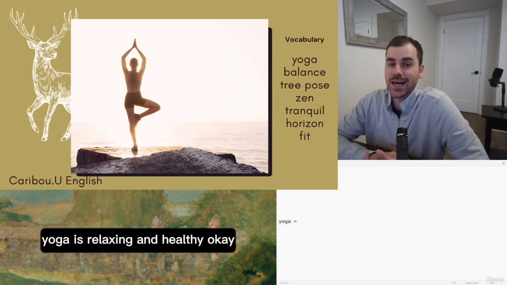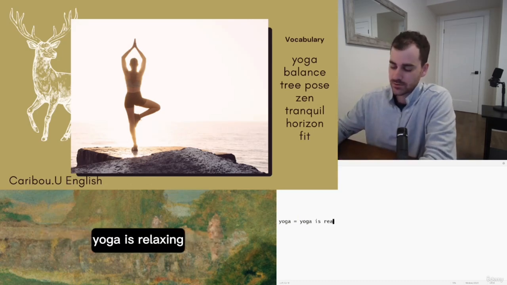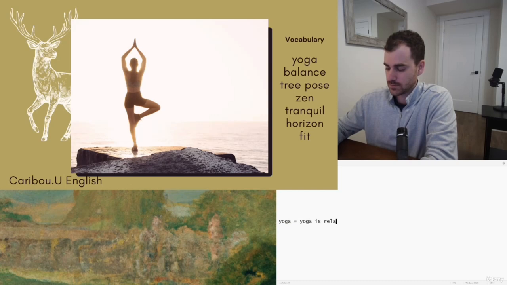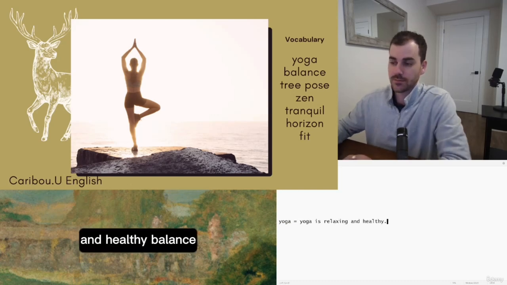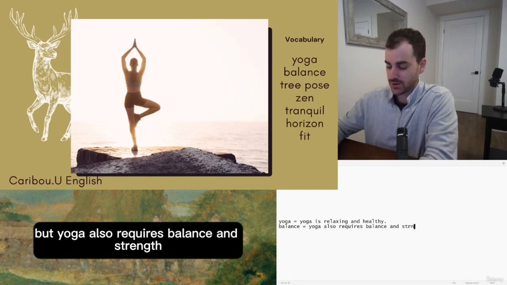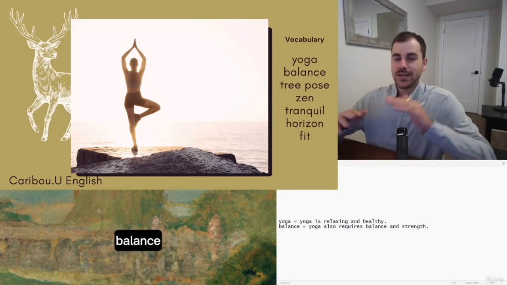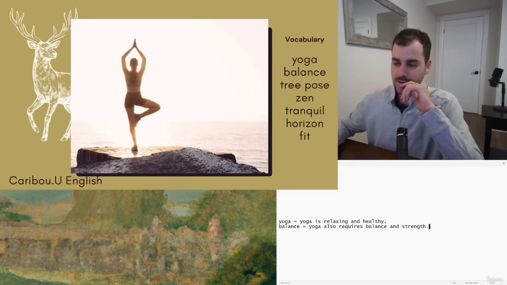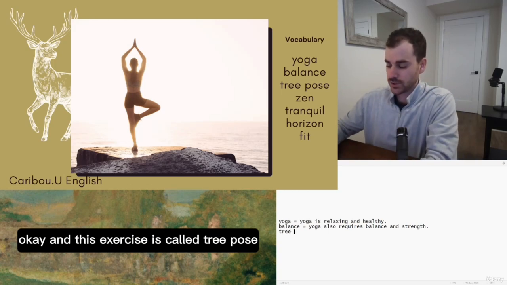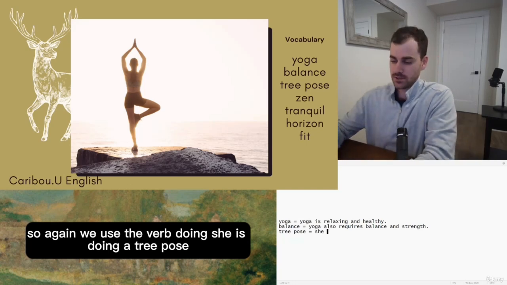Yoga is relaxing and healthy. Okay? Yoga is relaxing and healthy. Balance. But yoga also requires balance and strength. Balance. Okay, and this exercise is called tree pose. So again, we use the verb doing. She is doing a tree pose.